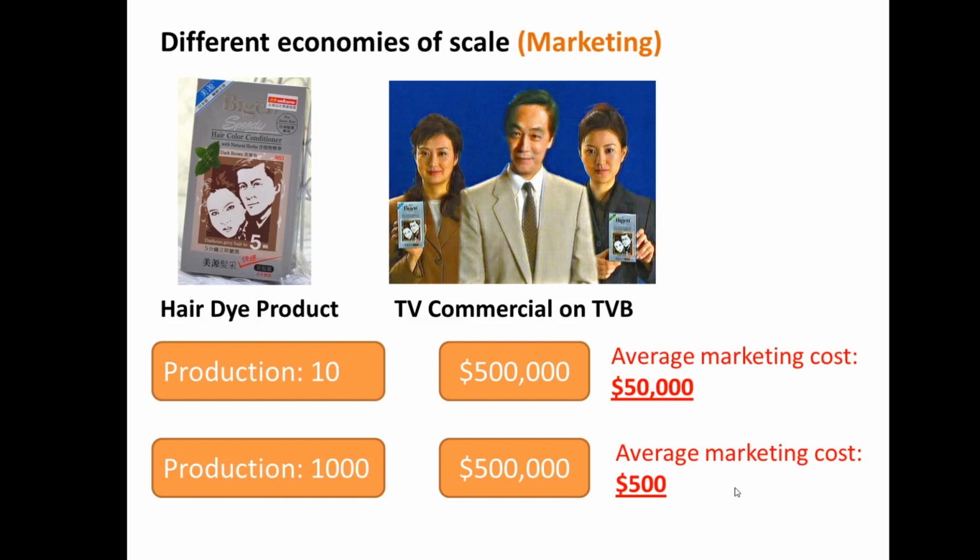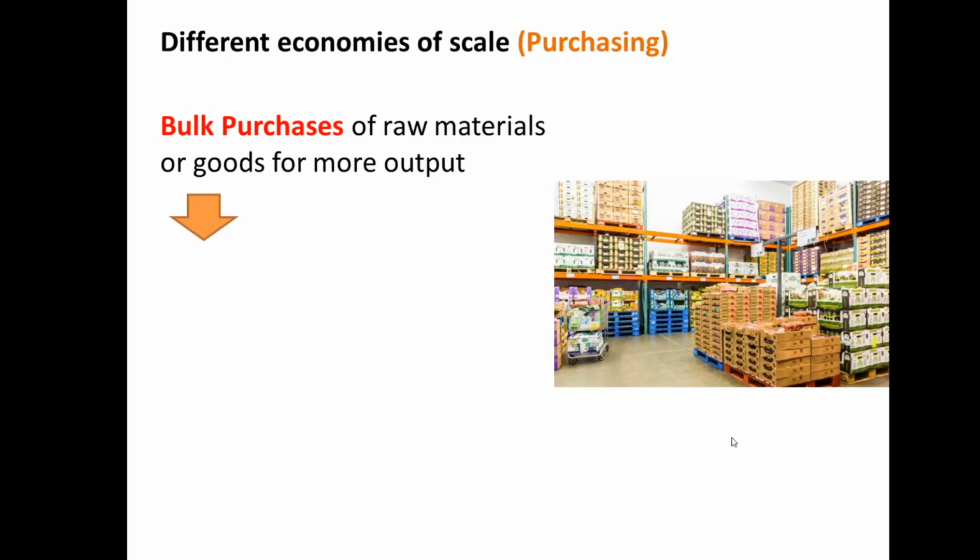That is why marketing is also one of the reasons. When you are able to increase your output, when you are able to increase the size of your business, this is what you can reduce in terms of average cost. So that is marketing. Let's move on to purchasing. I think we all know that. When your firm is getting bigger, what kind of benefits can you get from purchasing?